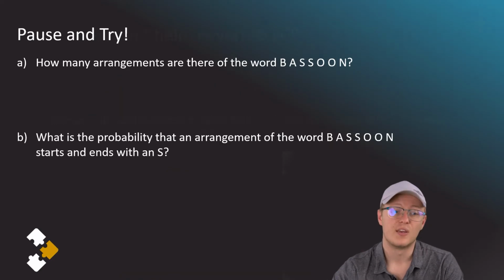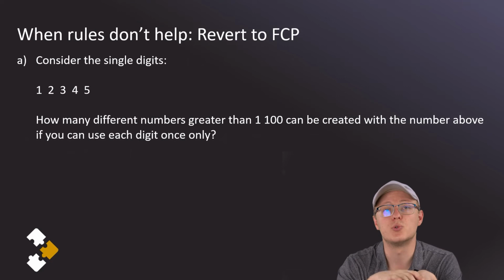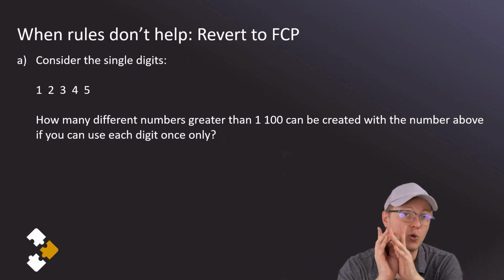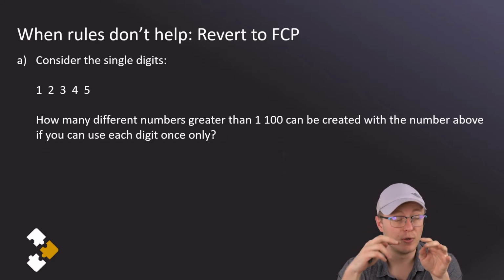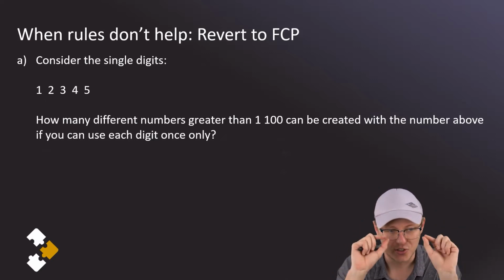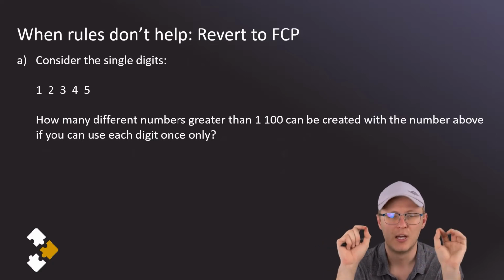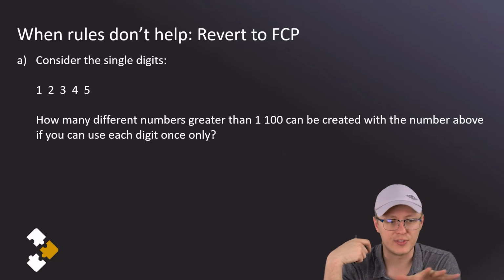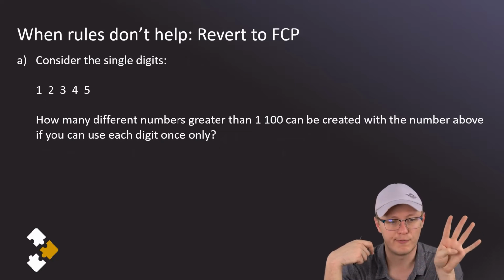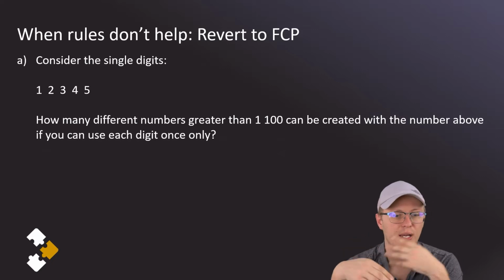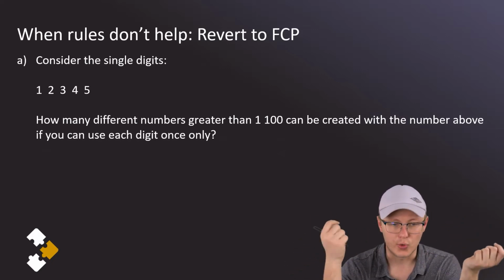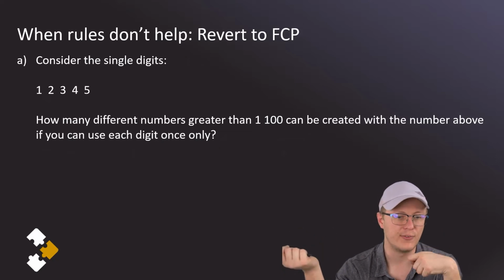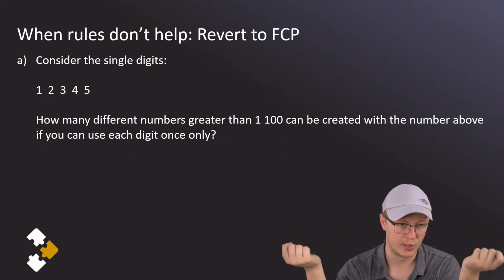So then there are times when the counting rules, in terms of just using a factorial or whatever, aren't going to help you all that much, but then you can draw the boxes like I've been drawing them and just use the fundamental counting principle in order to figure out what's going on. So we've got to consider these single digits 1, 2, 3, 4, 5. It asks us how many different numbers greater than 1100 can be created with the numbers above if you can use each digit once only.